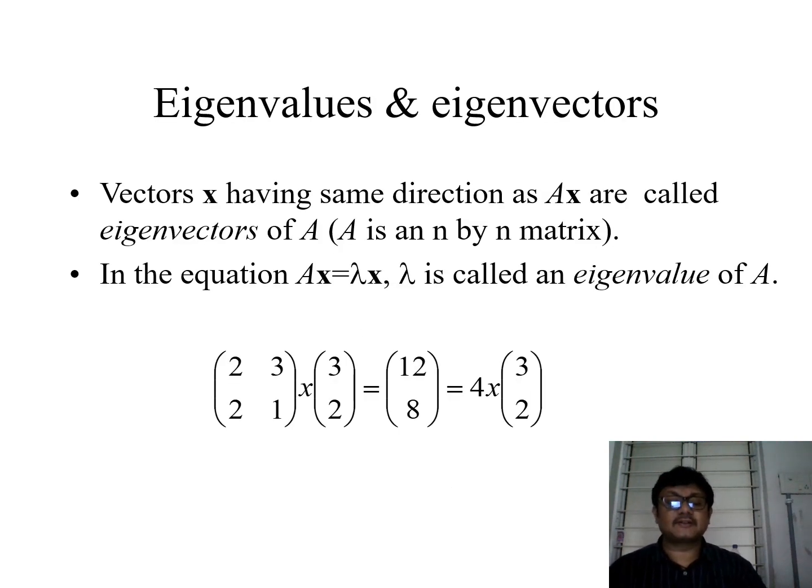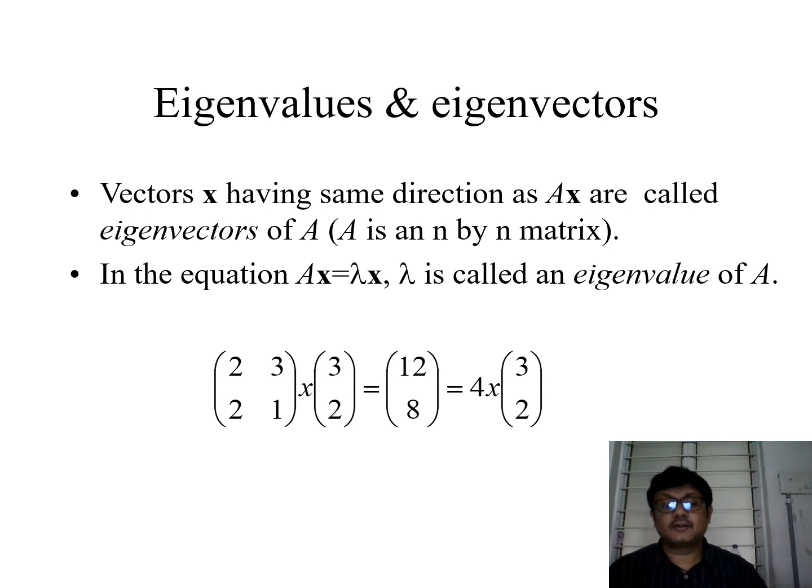Eigenvalues and eigenvectors. Vectors x having the same direction as Ax are called eigenvectors of A. Here A is an n by n matrix. In the equation Ax equal to lambda x, lambda is called an eigenvalue of A. Here we can see the example for this. We have taken the 2 by 2 matrix [2 3; 2 1] times x, the vector [3; 2], that is 2 by 1.